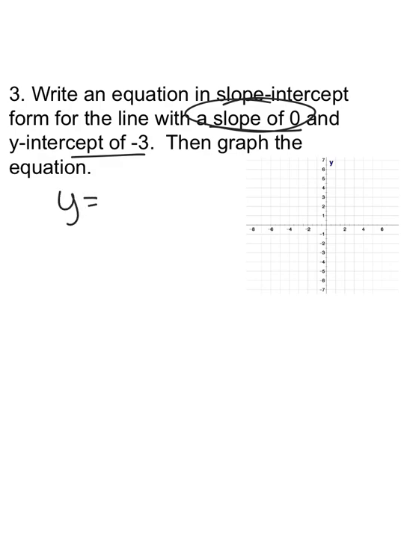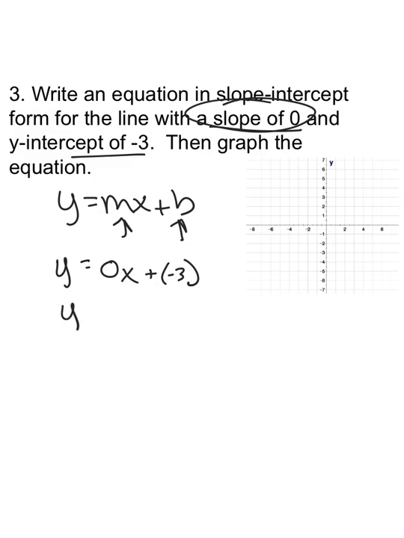And so thinking about y equals mx plus b, we're still going to plug in our slope and our y-intercept. So we have y equals, our slope is 0, x, and our intercept is -3, or in other words, plus -3. So 0x just cancels out, so I'm just going to leave that alone. And we never leave plus -3, of course, so we really just have -3.